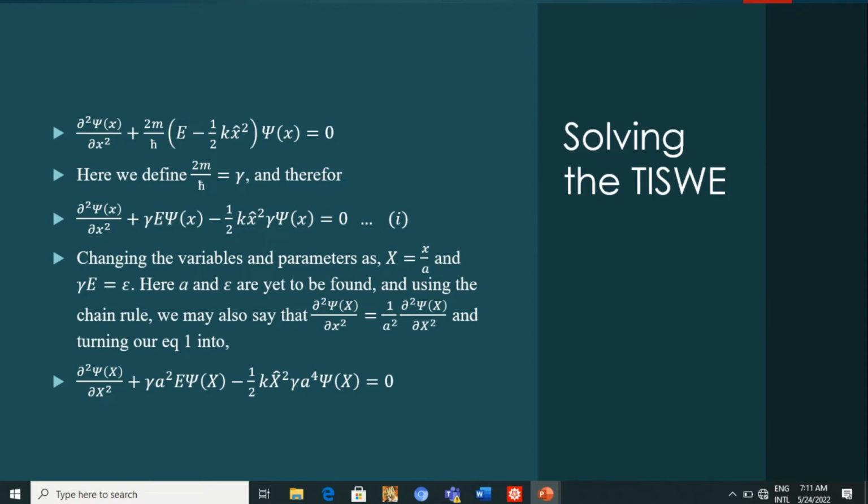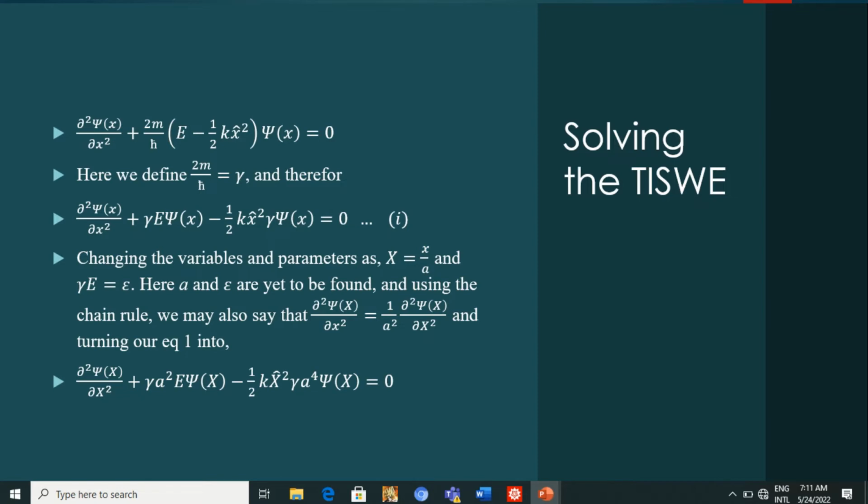We make some substitutions. We define 2m over h-cut to be gamma, and this will give us our equation number 1: d2 psi over dx square plus gamma times (E minus 1 by 2 k x square) times psi of x equals 0.